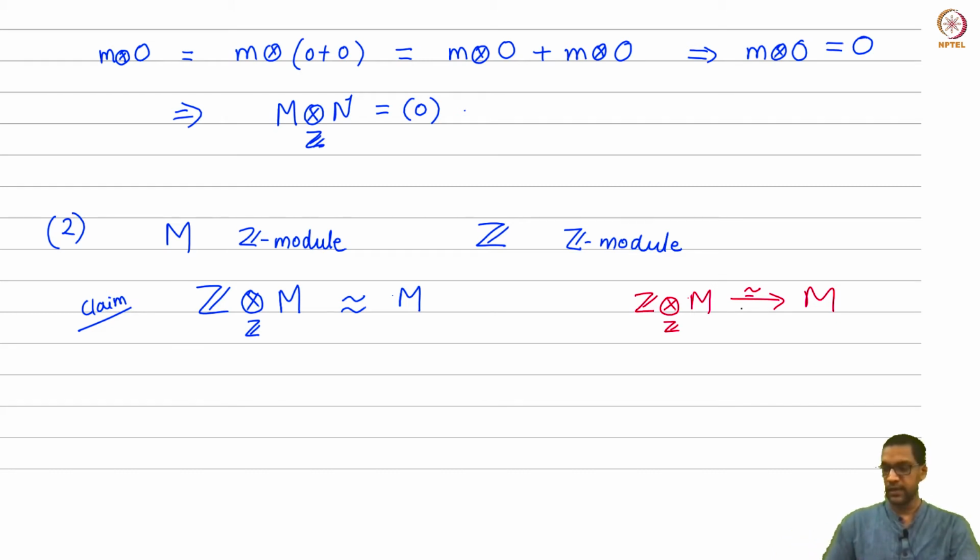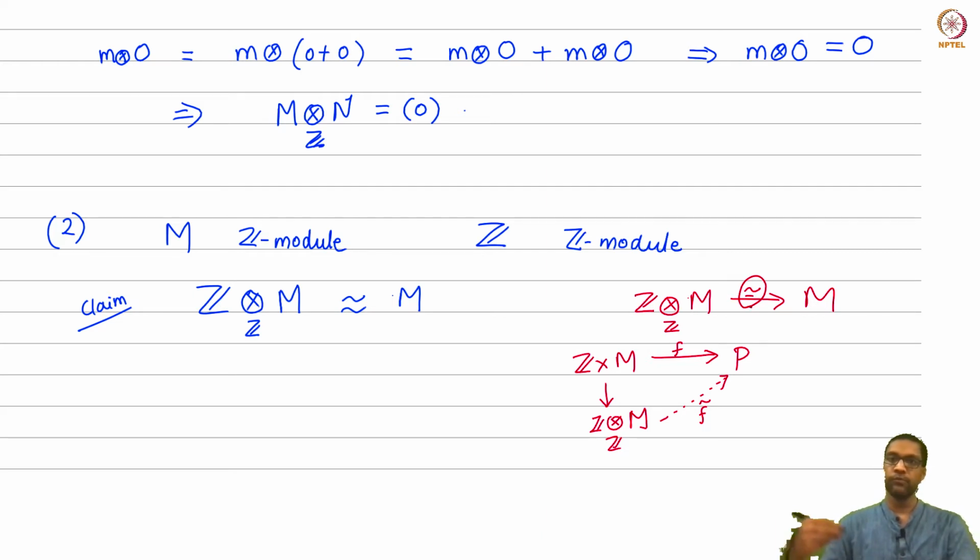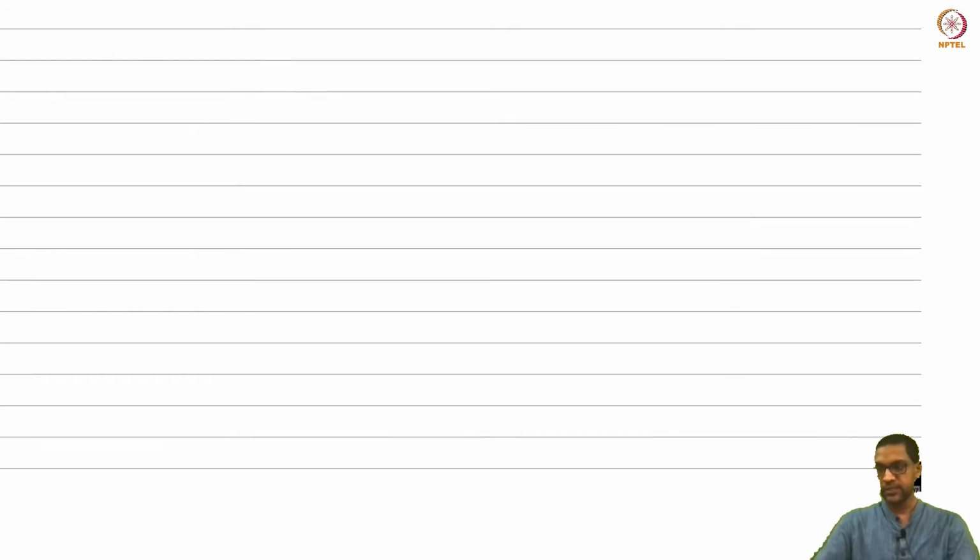So recall the universal property of the tensor product: if you have a bilinear map to some P, then that gives you a unique map from the tensor product to P. So if you're trying to construct a map from the tensor product to any module, then what you should try to do is to use the universal property of the tensor product. Let's do that in this case to see how it works.